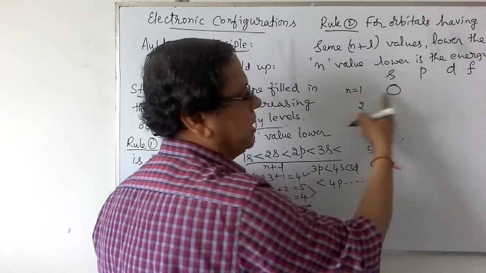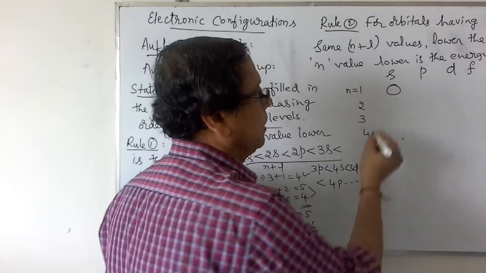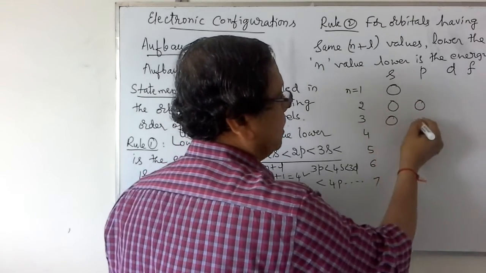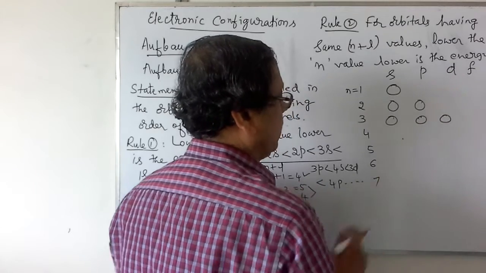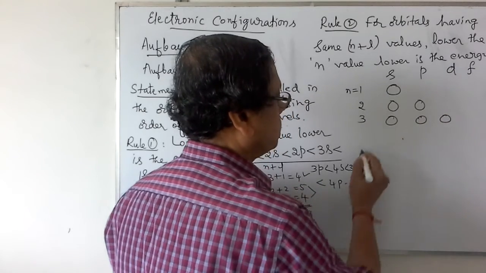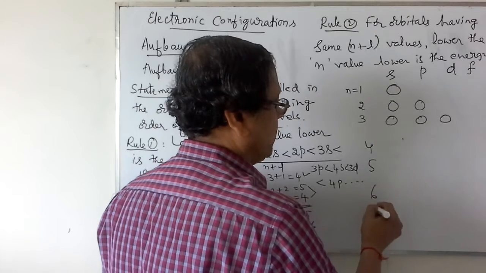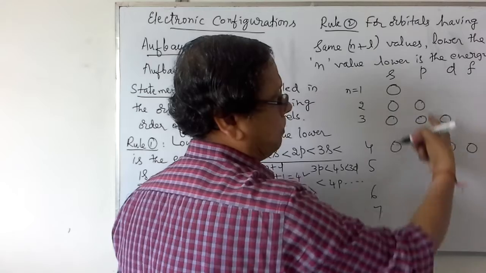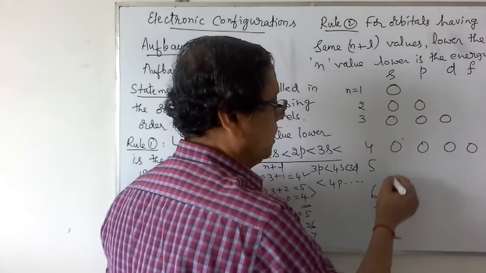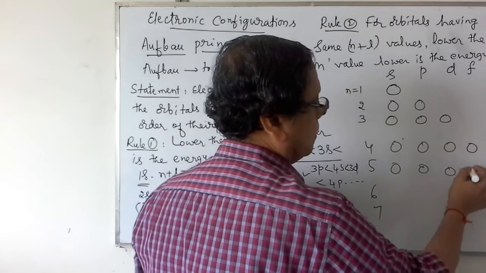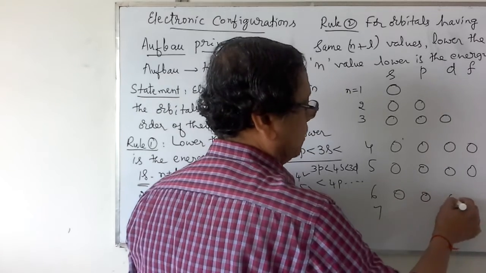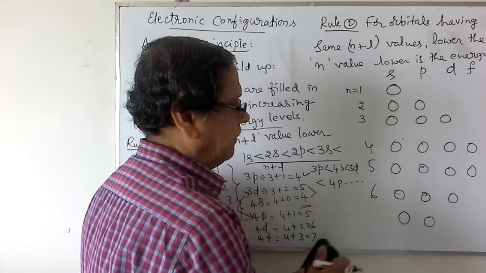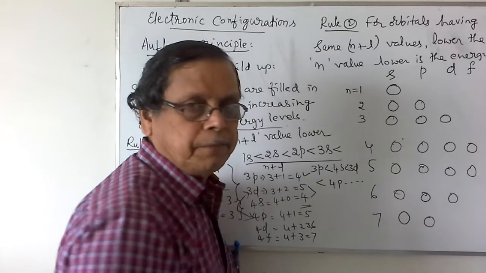In the first orbit there is only one orbital, that is s orbital. In the second orbit there are 2. In the third orbit there are 3, s, p, d. In the fourth one there are 4. 4, 5, 6, 7. I will write this 4: s orbitals, p orbitals, d orbitals and f orbitals. Similarly here 4 we write, 3 we write, 2 we write. N is equal to 7, s and p orbital.